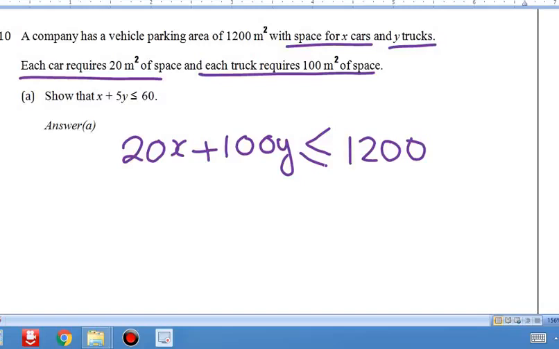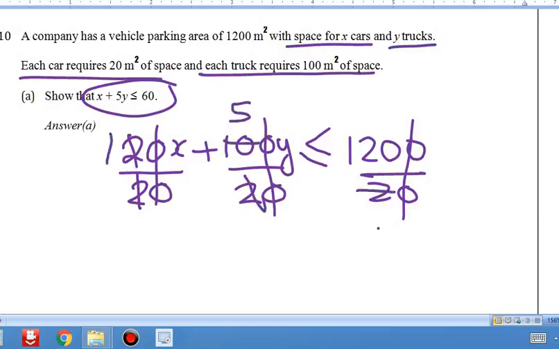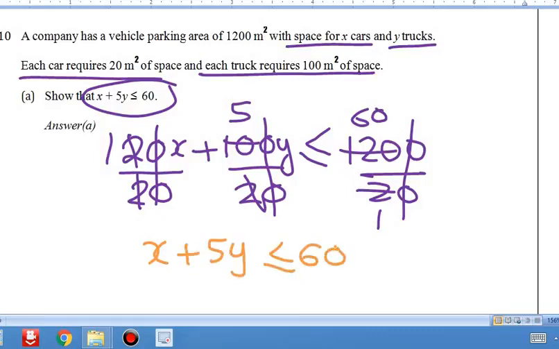Now we are asked to represent the inequality in the form x plus 5y is less than or equal to 60. Well, it's simple. Divide throughout by 20. So 2 ones are 2, 2 fives are 10, 2 sixties are 120. Therefore, x plus 5y is less than or equal to 60 is our required inequality. So we have been successful in solving the 10A part of the question. Let's move to the 10B part.